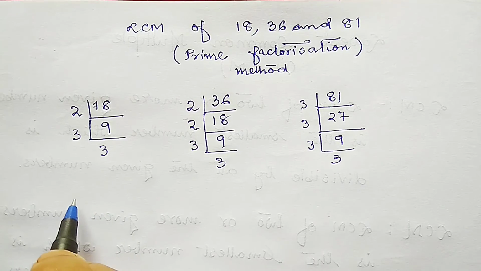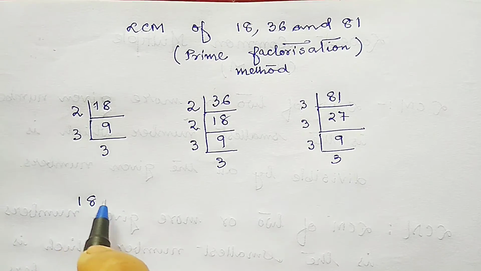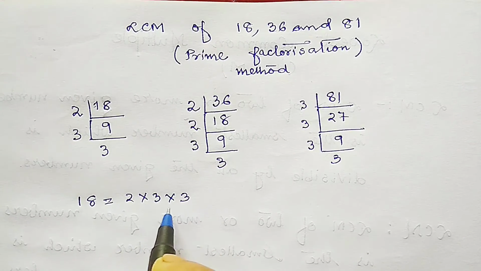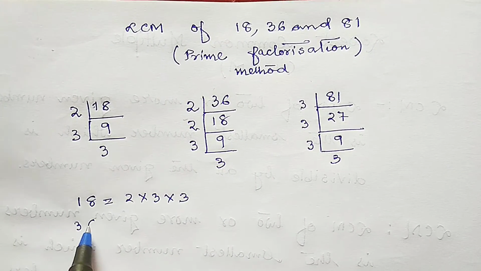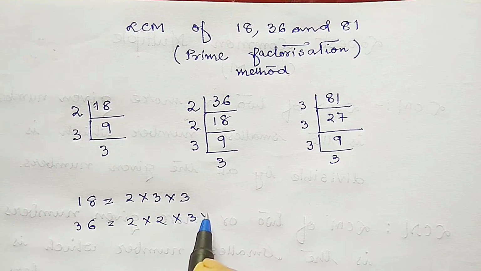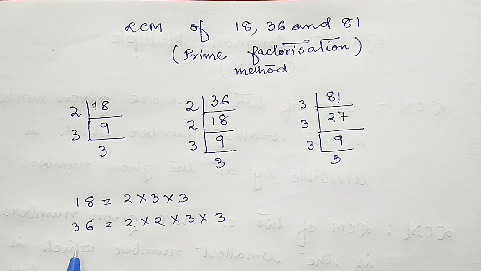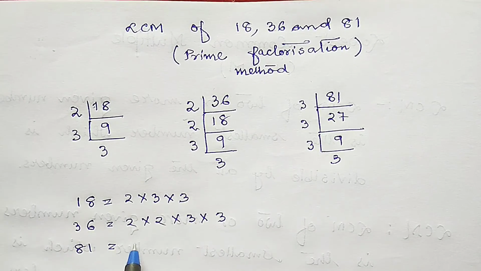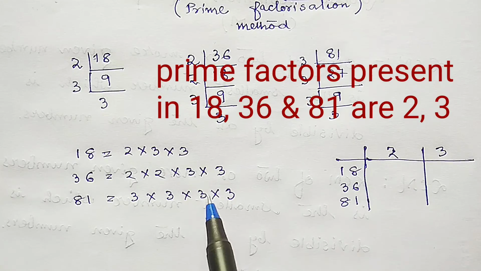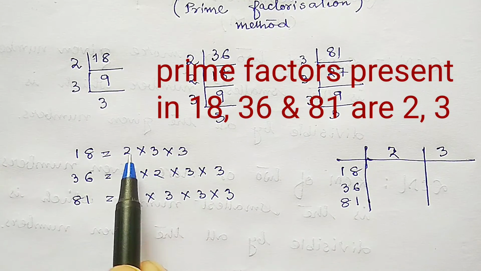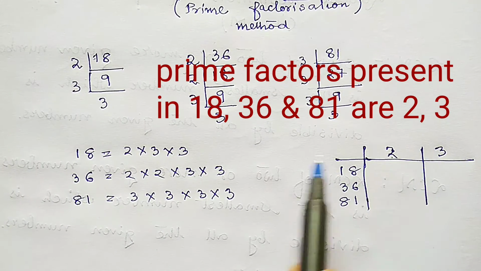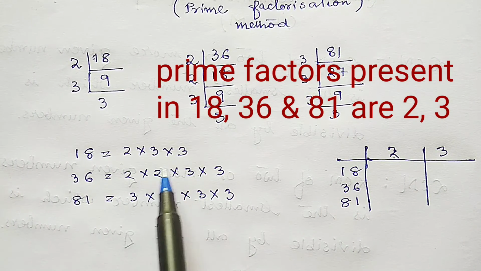Now we can write 18 equals 2 into 3 into 3. 36 can be written as 2 into 2 into 3 into 3. And in the case of 81, we can write 3 into 3 into 3 into 3. Now the prime factors which are present in 18, 36 and 81 are 2 and 3. You can see here only 2 and 3. These are the prime factors.